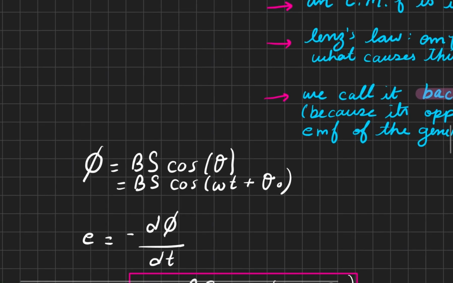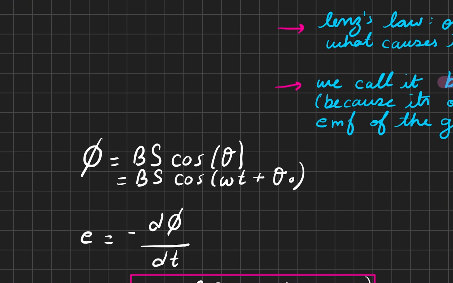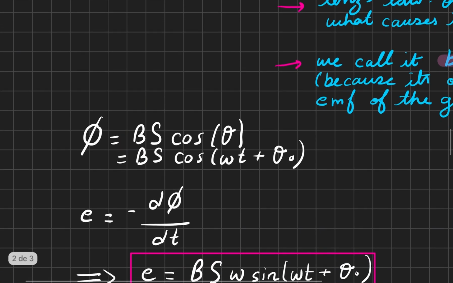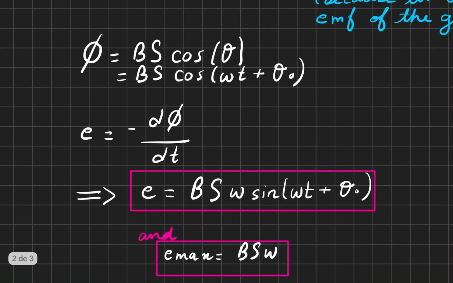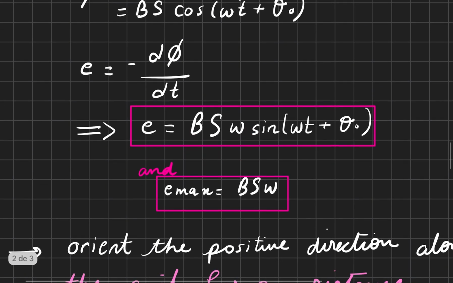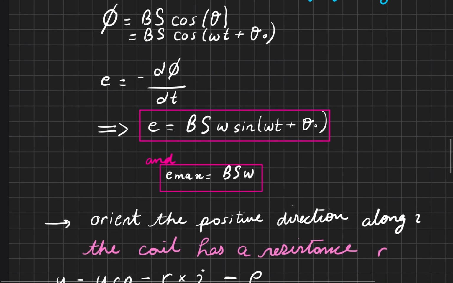Now let's do some formulas. This is the magnetic flux, it's B S cosine theta. We're just going to take the coil with n equal to 1. It has one turn, okay? And theta would be omega t plus theta 0. We know that from the previous video. And the electromotive force according to Faraday's law is minus d phi over dt, and we know it would be B S omega sine of omega t plus theta 0. And the maximum value of this electromotive force would be B S omega. Okay? Now we're going to orient the positive direction along I.